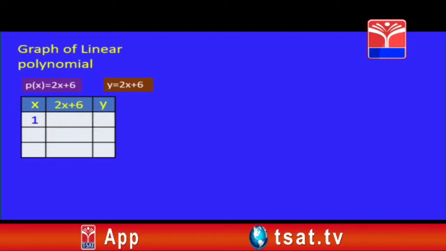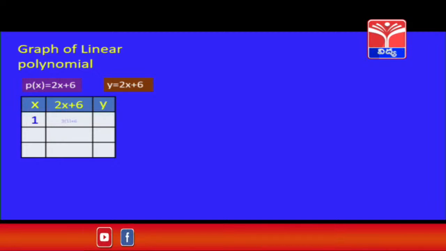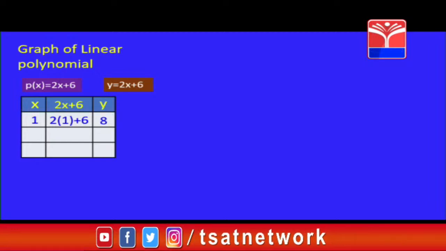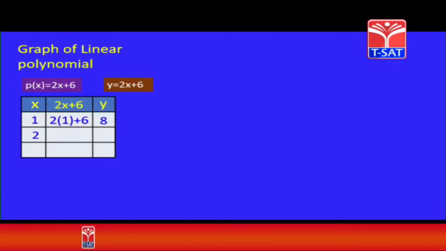What will be the polynomial now? Already we found the value of the polynomial so many times. Now it will be 2 into 1 plus 6, then y is equal to 8 here. Like that, try to find it when x is equal to 2.